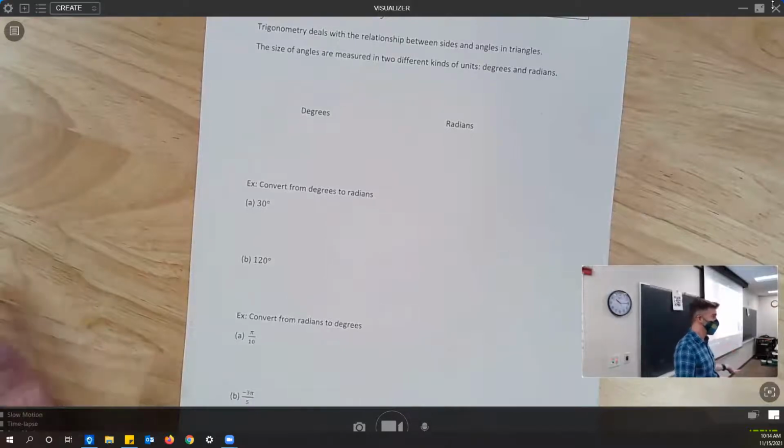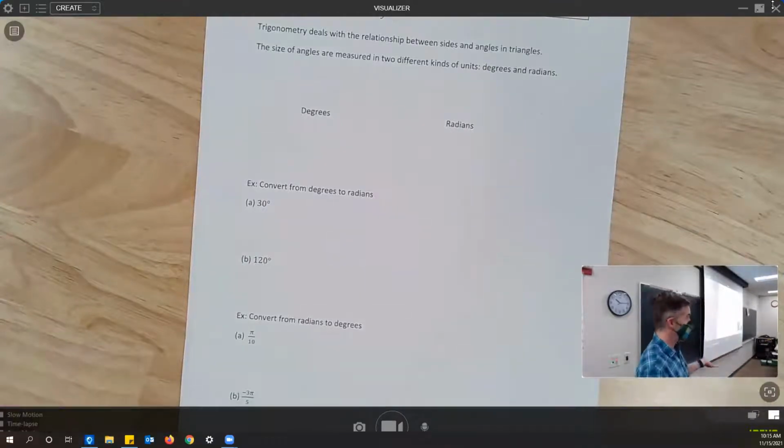If they write 30 and there's no degree symbol up there, even if they meant to, the assumption is always radians. Radians are what is called a dimensionless unit, because the way you get the radian is by dividing the arc length by the radius.